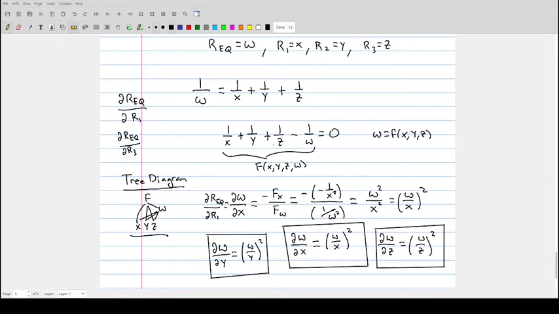But the resistor example is nice because we can actually check this result to make sure that it is correct. And the check is a little bit long. It involves essentially solving for w. So to check our work from implicit differentiation, we can go through and say, well, 1 over w is 1 over x plus 1 over y plus 1 over z.